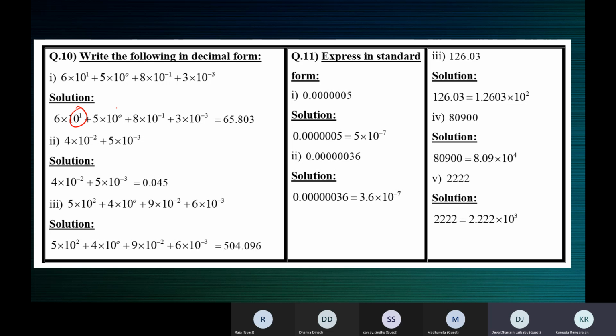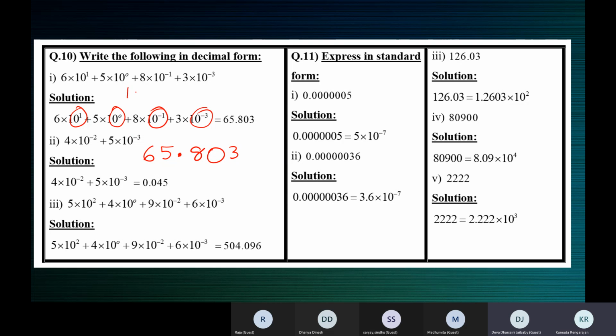10 power 1, 10 power 0, 10 to the power minus 1, 10 to the power minus 3. So we have the digits 6, 5, 8, and 3. 6 is in 10 to the power minus 1. 10 to the power 0 is 5. Then comes the decimal point. 10 power minus 1, 10 power minus 2, 10 power minus 3. Yes or no, children? Yes, ma'am.